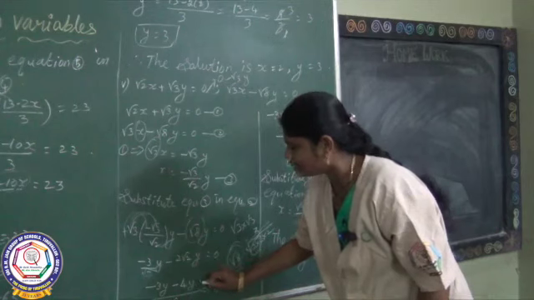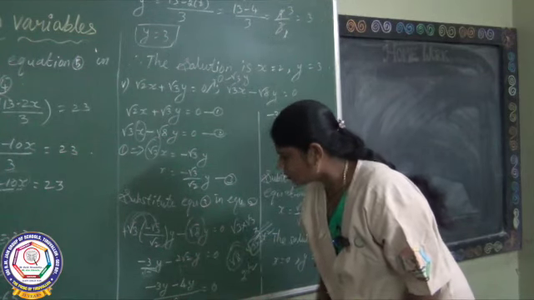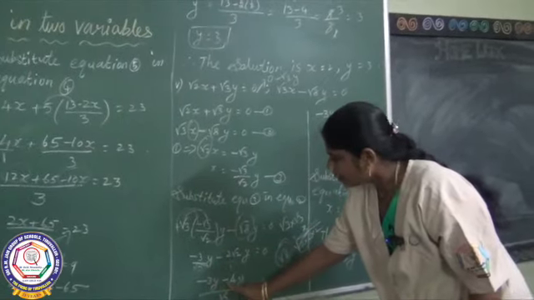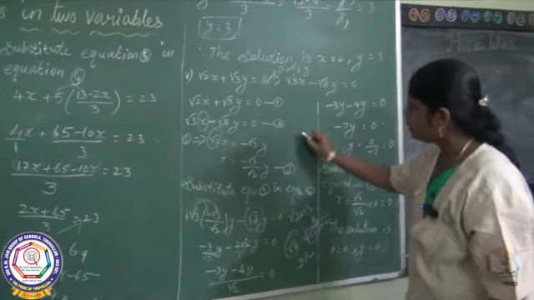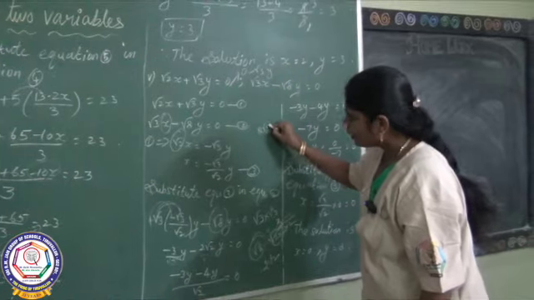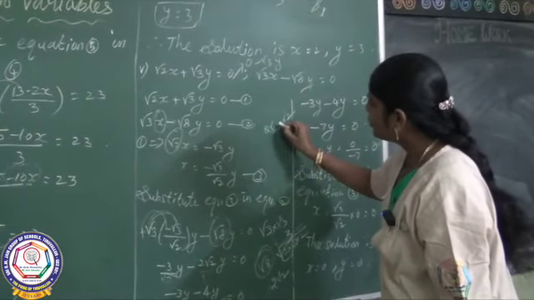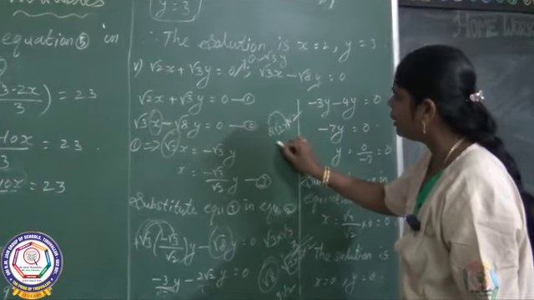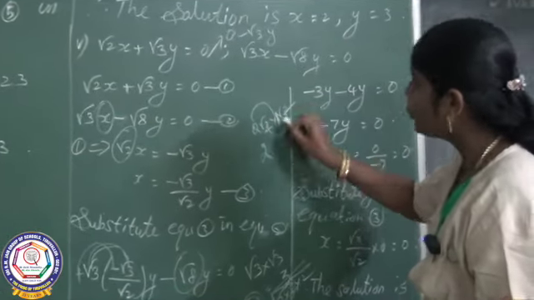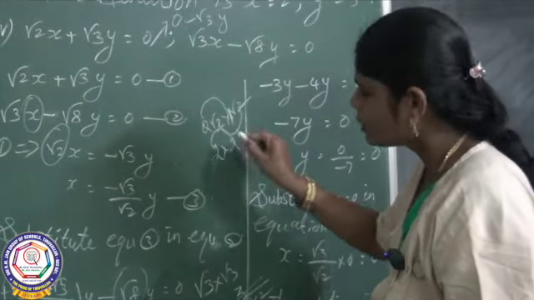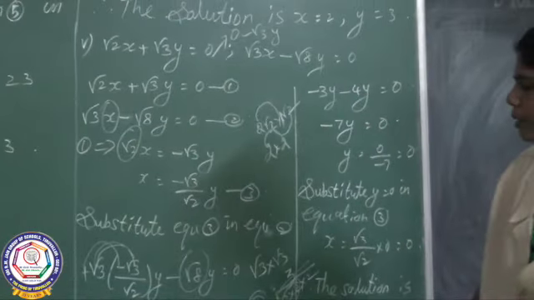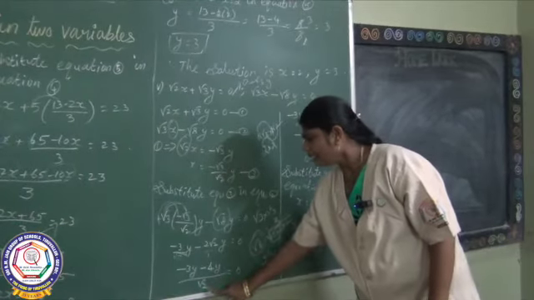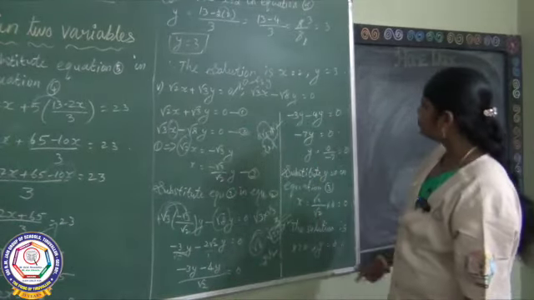Now we have to take LCM. Here the denominator is 1, so you take the LCM root 2. So minus 3y minus, here look, 2 root 2 into root 2. The coefficient is 1, so the whole numbers you multiply first. 2 into 1 you will get 2. Root 2 into root 2 you will get 2. So 2 2s are 4. That I wrote there. So minus 3y minus 4y divided by root 2 equal to 0.